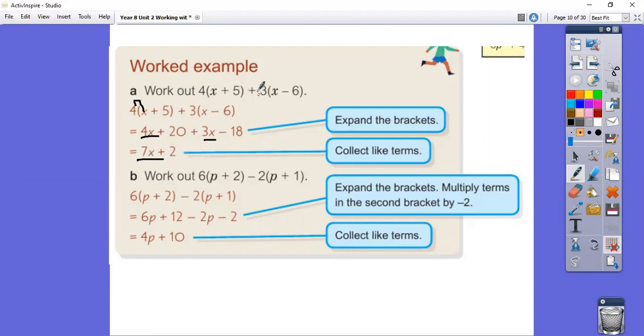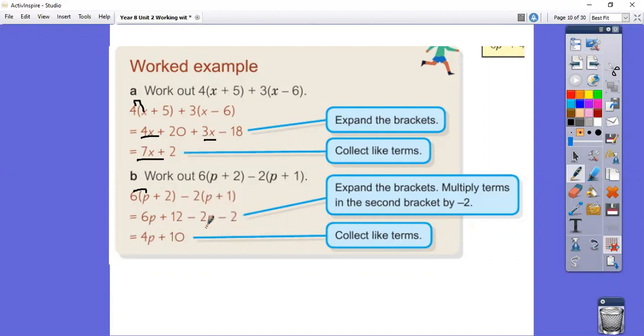So if we look at the second example, you've got 6 in brackets p plus 2. Then on the right hand side, you've got negative 2, then in brackets p plus 1. So again, remember, everything inside the bracket is multiplied with what's outside the bracket. So we're going to do 6 times p. 6 times p is 6p. 6 times 2 is a positive 12. On the right hand side, we've got negative 2 times p is a negative 2p. Negative 2 times 1, remember, negative times a positive is a negative, so that's going to be negative 2.